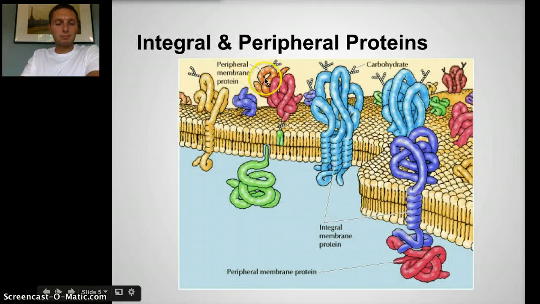So here's a peripheral protein. It's on the external portion of the cell. Here's another peripheral protein. This is inside the cell, but they don't expand across the membrane. Here are two integral proteins, and these actually extend all the way through the plasma membrane.